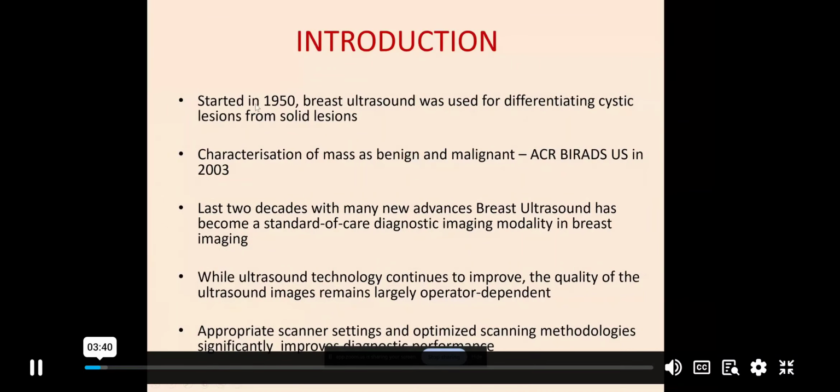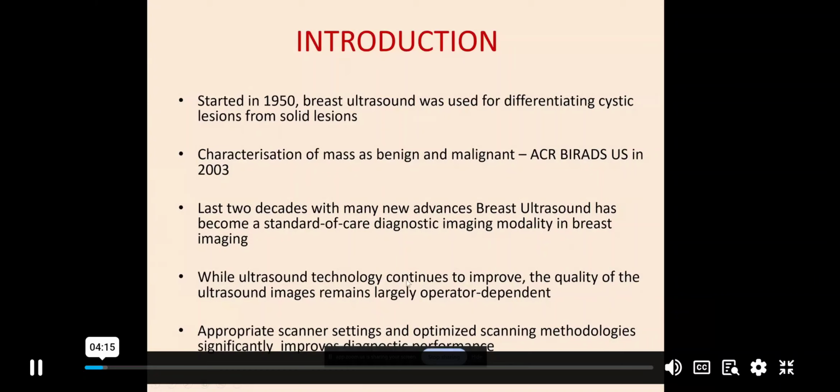Breast ultrasound was started long back in 1950, and for many years it was used mainly for differentiating cystic lesions from solid lesions. Gradually they found it is a very good tool for characterization of masses as benign or malignant. Finally in 2003, ACR came with the ACR BI-RADS ultrasound lexicon, where they described all the descriptors. In the last 2 decades, with many new advances, it has become a standard of care diagnostic imaging modality for breast imaging.